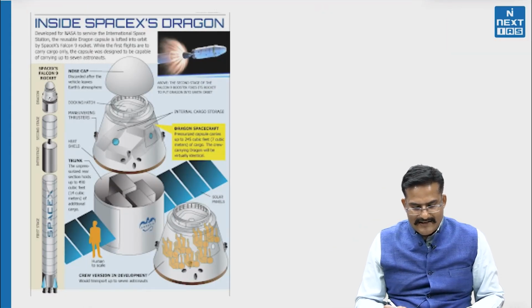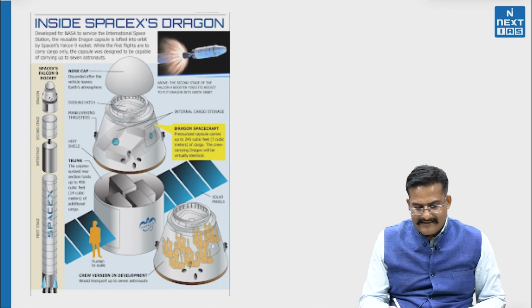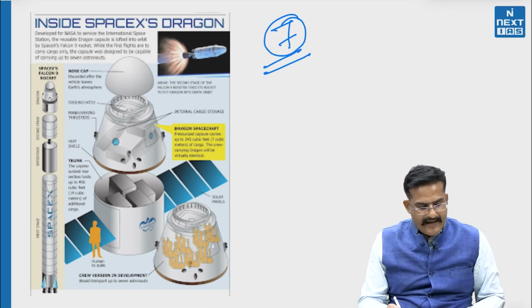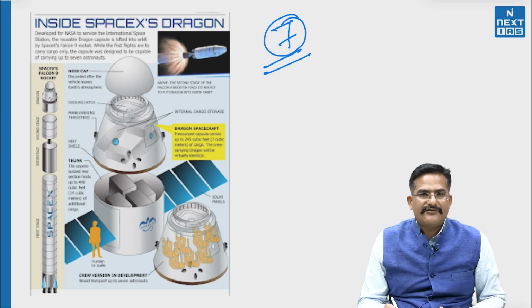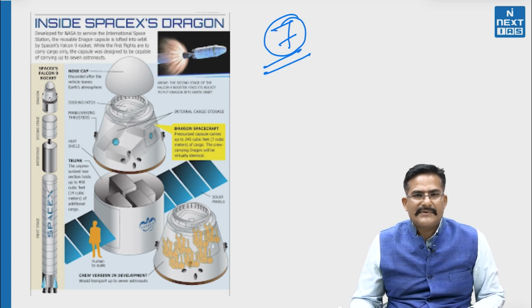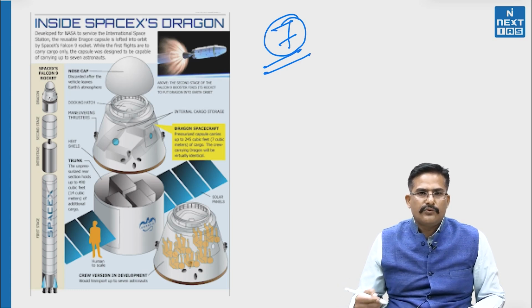Now this is all about the SpaceX Dragon. Basically it can carry 7 members, right? And it's a very comfortable, very unique kind of spacecraft that is being used to ferry passengers as well as cargo between the International Space Station and the Earth, to and fro.